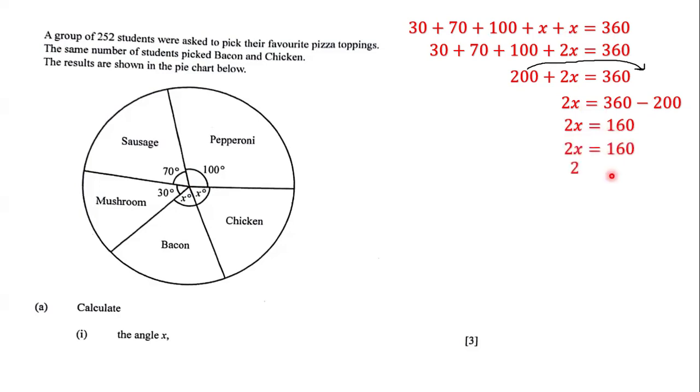Next, we divide both sides of this equation by 2. And we cancel this 2 with that 2. So we are left with x is equal to 160 divided by 2. And 160 divided by 2 is definitely 80. So that means that the angle x is 80 degrees.